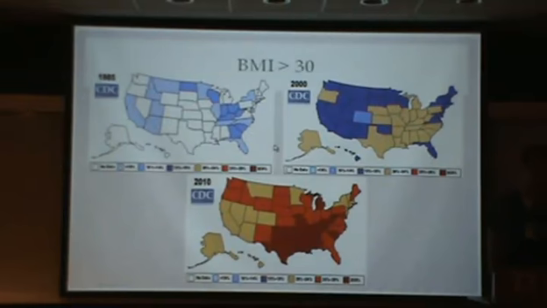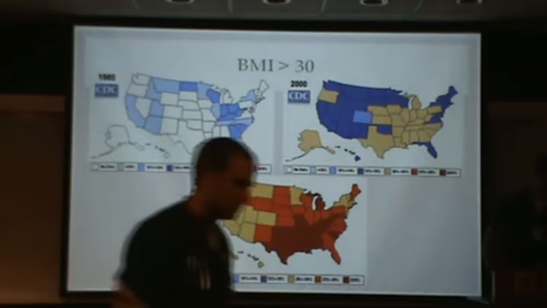And then fast forward to 2010, another 10 years, and we have dark red in the south, which is greater than 30% of the state. Minnesota is now in the 20 to 24 range. It's important to note that we're still less obese than Iowa and Wisconsin.